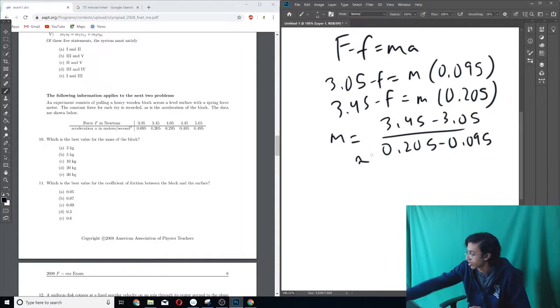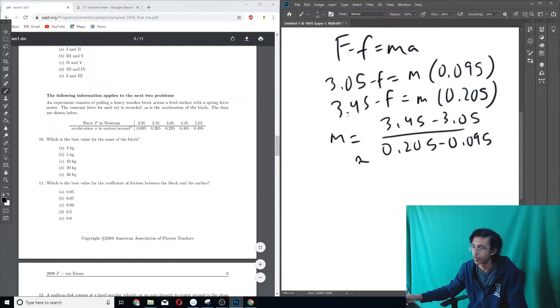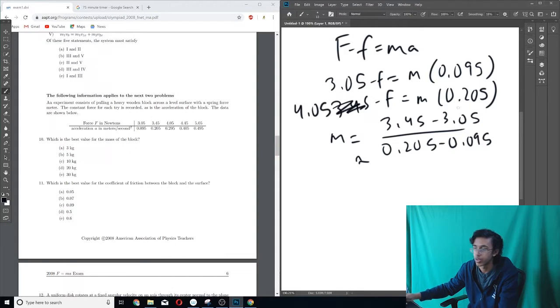Alright, let's try that. So 10 is A, but I am not convinced. I feel like we did something wrong. So let us just check with a different try. Let's try 4.05 over here, and then the acceleration would be 0.295. Okay, so this would be 0.295 and 4.05, and that gives us 5.